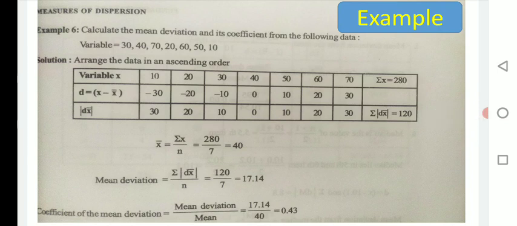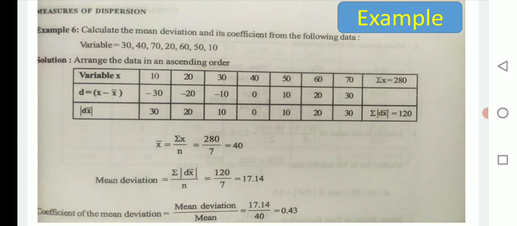This is another problem. It is given to calculate the mean deviation and its coefficient from the following data. The variables given are 30, 40, 70, 20, 60, 50 and 10. So the first thing we have to do is arrange all these variables in ascending order, that is 10, 20, 30, 40, 50, 60 and 70.